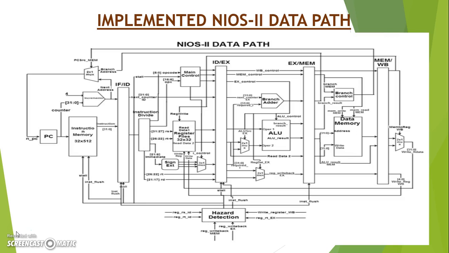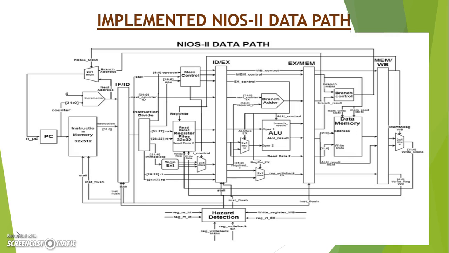The second stage is the instruction decode stage, which consists of various modules. The first module is the instruction divide, which breaks the instruction field into various subfields such as opcode, OPX, source register, target register, destination register, and immediate, and produces them as an output.